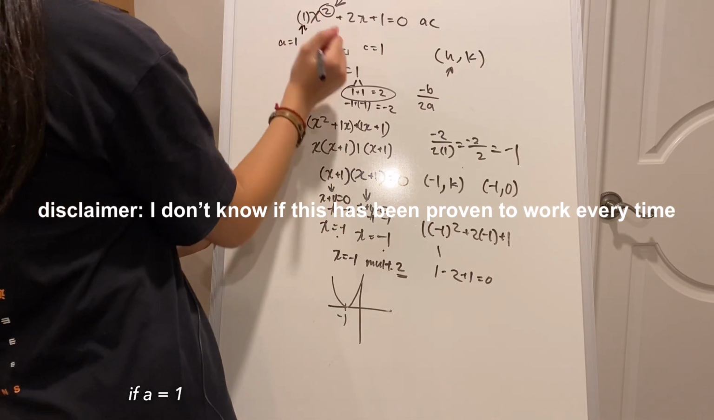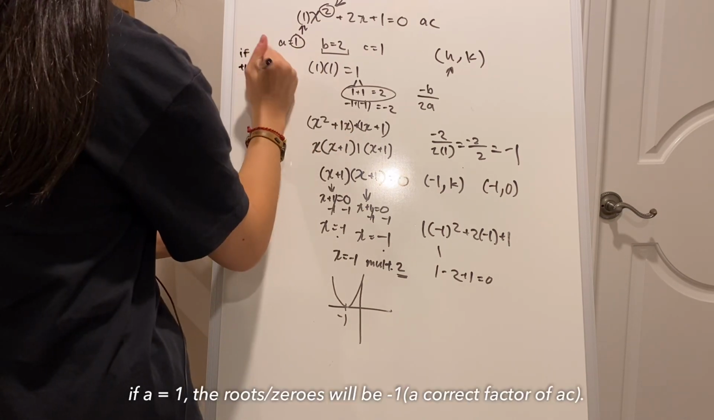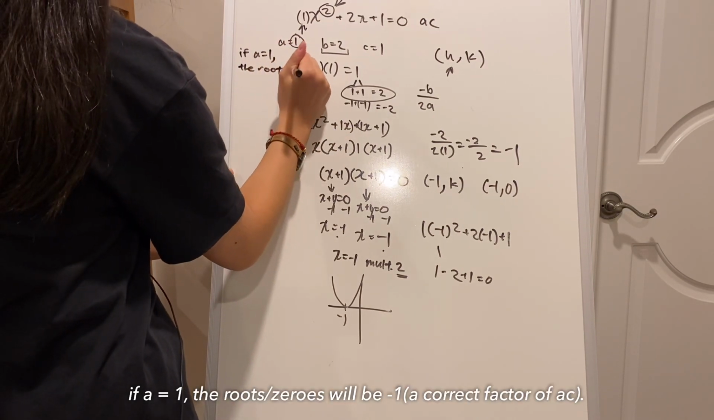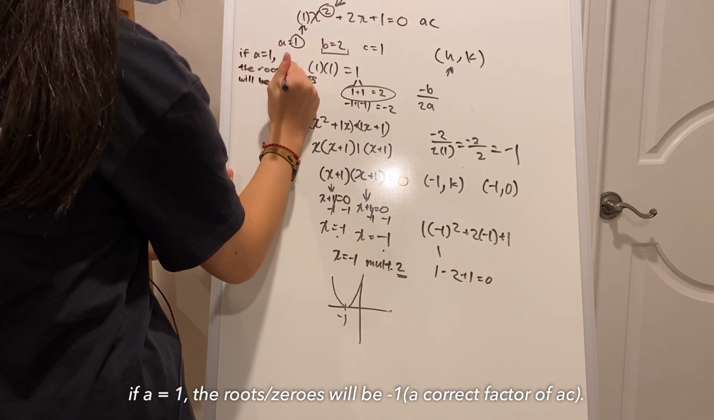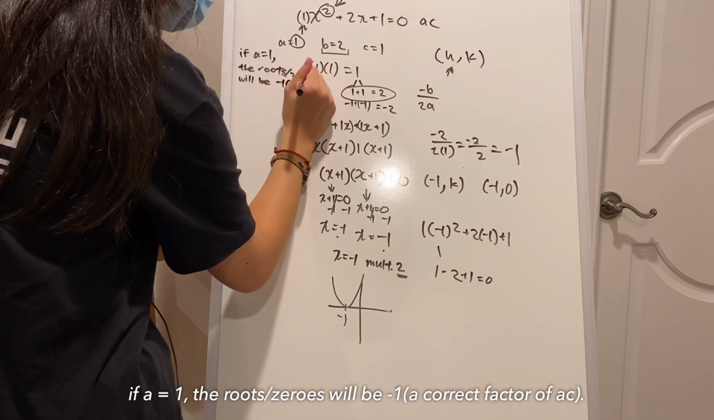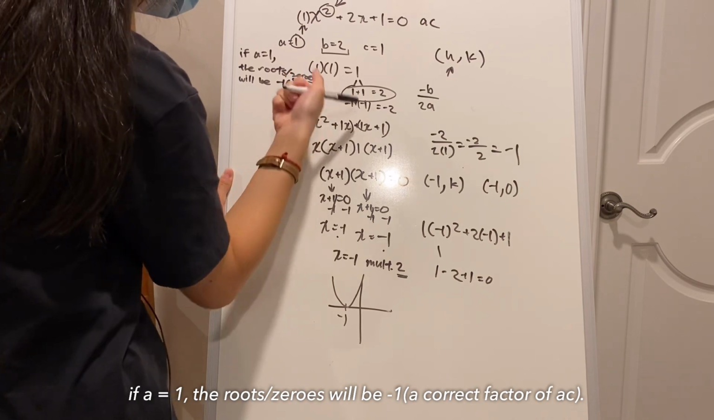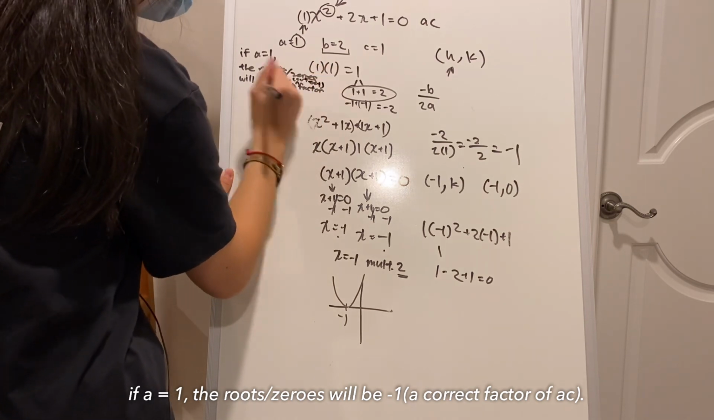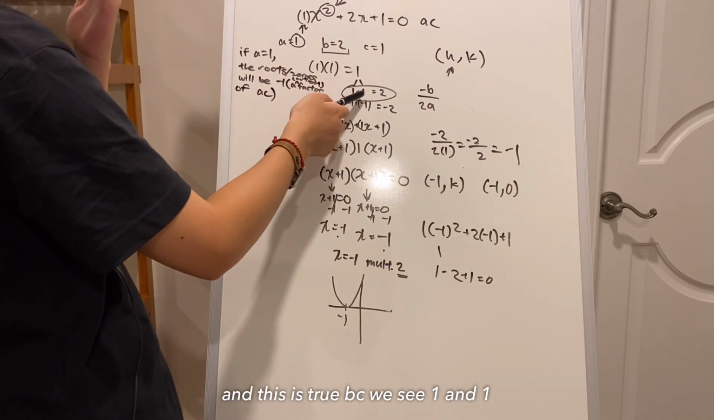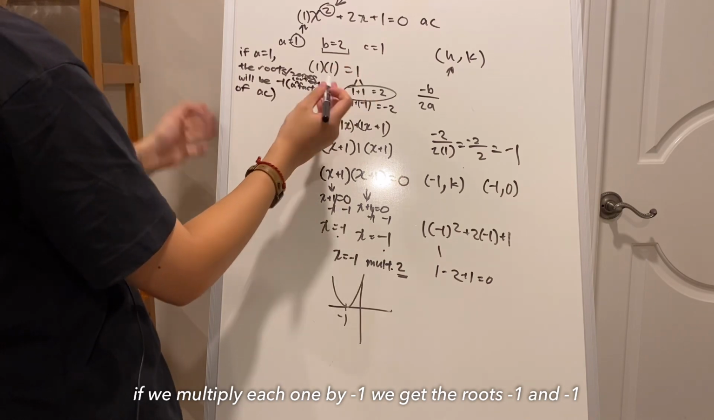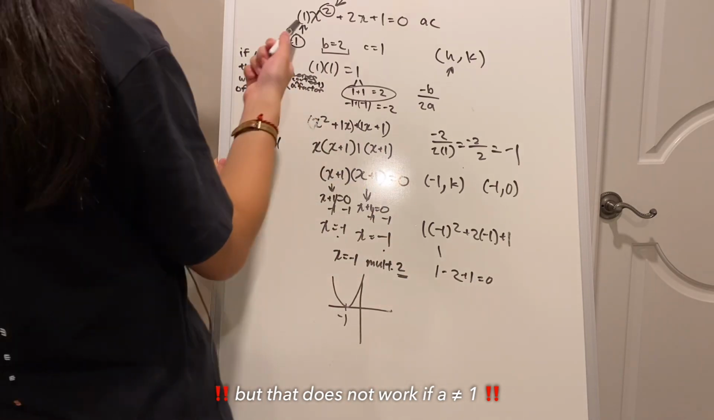If a equals 1, the roots, or zeros, will be -1 times a factor, and this is true because we see 1 and 1. If we multiply each one by -1, we get the roots -1 and -1, and that makes sense because we solved here. But that does not work if a does not equal 1.